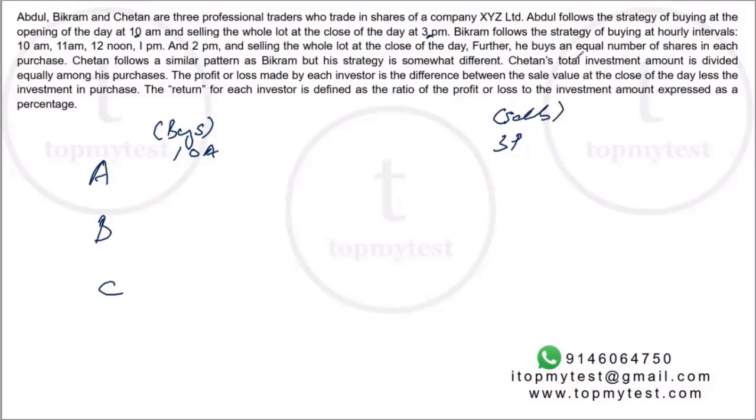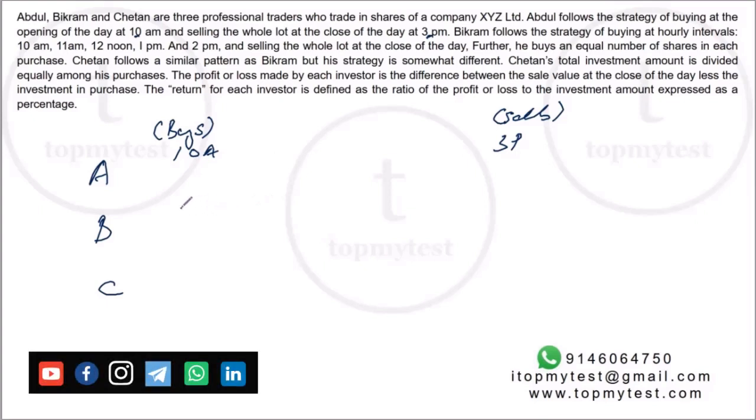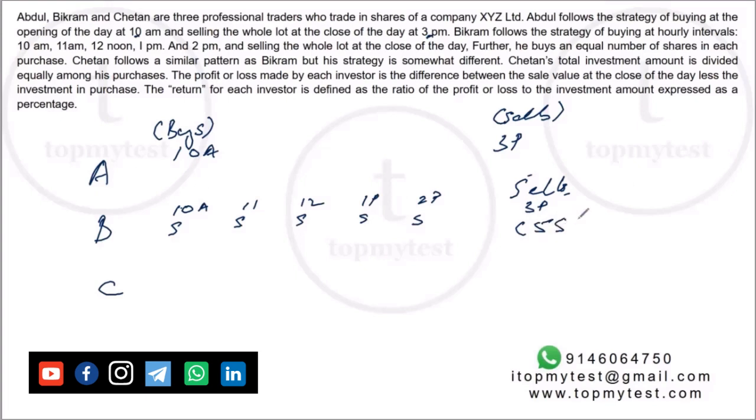Right. Bikram follows a strategy of buying at hourly intervals at 10, 11, 12, 1 and 2 and selling the whole at the close of the day. So Bikram is a more staggered approach. So Bikram buys at 10, then again at 11, then at 12, then at 1 p.m., 2 p.m. and sells everything at 3 p.m. So if he buys S number of shares each time, he will sell 5S here.